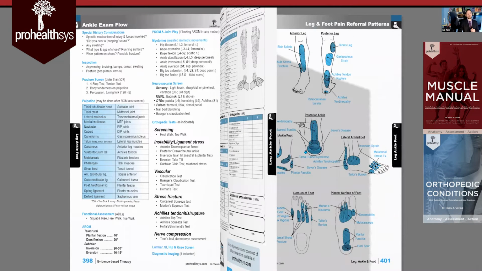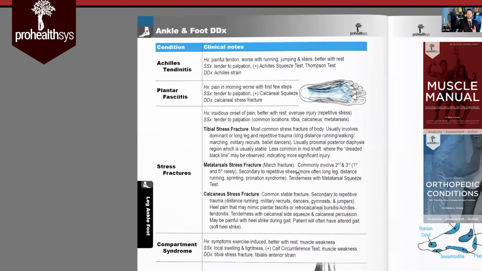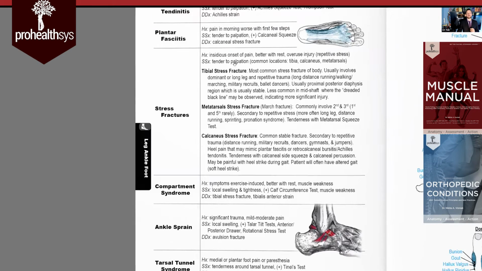As we progress through, we should be aware of a rapid review. If I was a student studying or a doctor or therapist trying to get this information down for board exams or prior to a patient consult, what I would do is go to these pages that give you the quick summary of each condition. And it is there in less than 3 lines typically. So for Achilles tendonitis, painful tendon, worse with running, jumping upstairs, signs and symptoms, tender to palpation, Achilles squeeze, Thomas test maybe, and then a rapid DDX. And we do this for all of them, including the stress fractures as well.